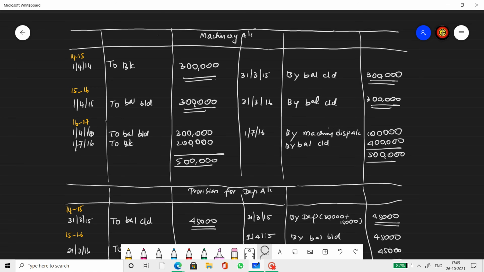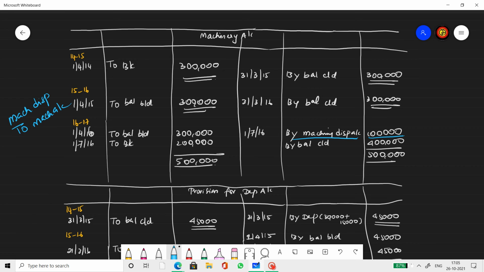So this is just a simple explanation, but when it comes to the journal, the journal entry that we pass for this is: machinery disposal account debit to machinery account. So here in the machinery account, I've written machinery disposal 1 lakh rupees.